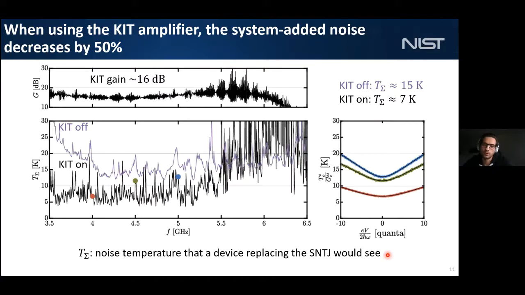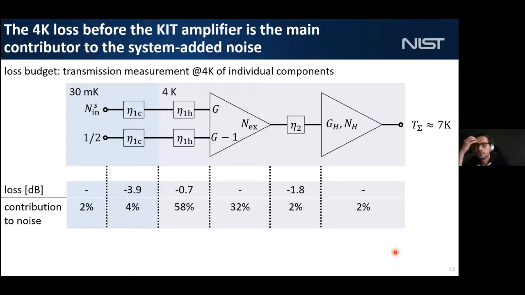Now, one important thing also is that T sub sigma is not just the added noise temperature of the kit or the added noise temperature of the HEMT. It's the noise temperature of the whole chain. That is to say, it's the noise temperature that the device replacing the shot noise junction, in our case, would see. So these temperatures may seem high to you, especially if you compare to a HEMT datasheet, where you're going to find a system noise temperature for the HEMT that is typically around 2 Kelvin.